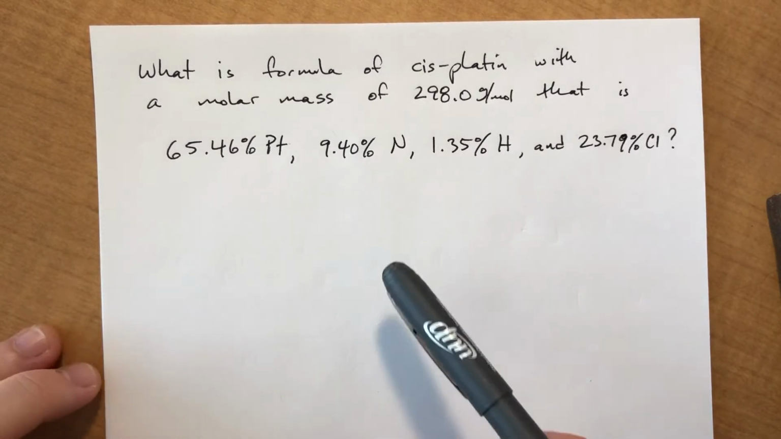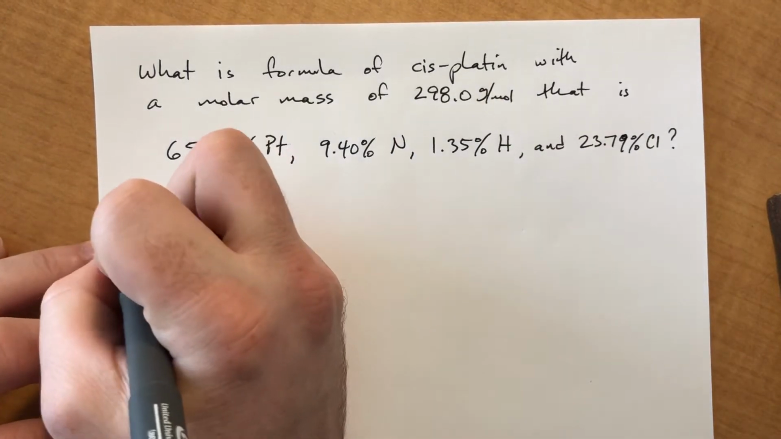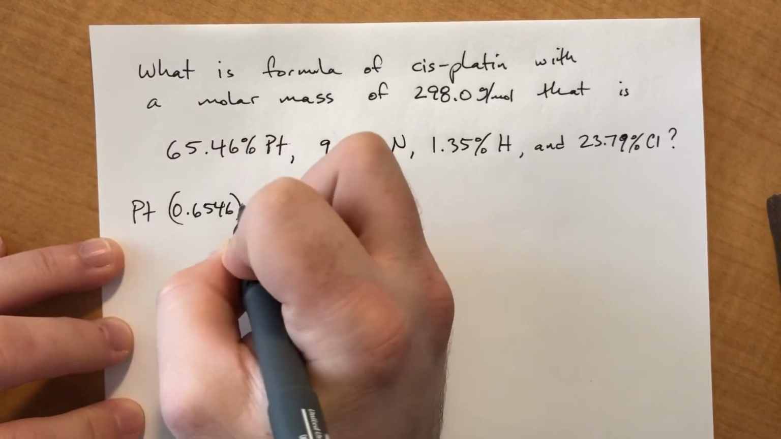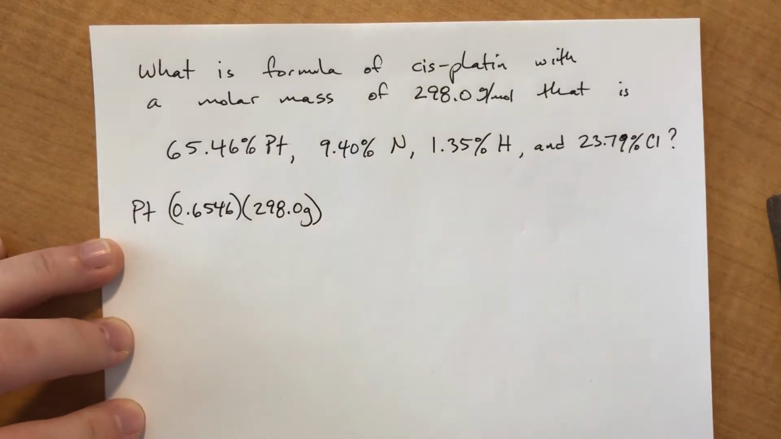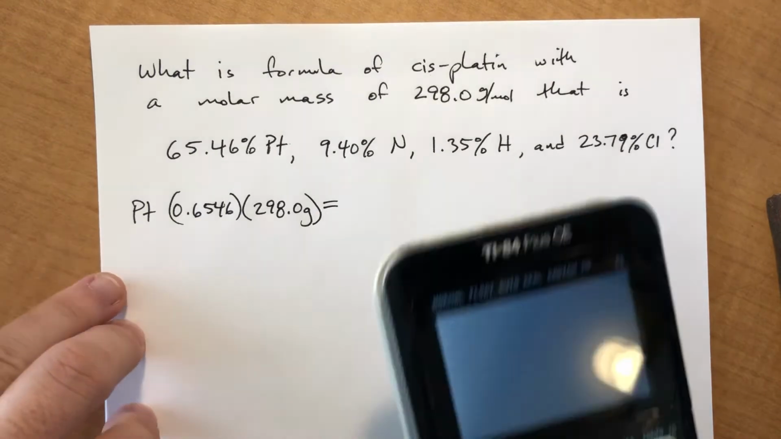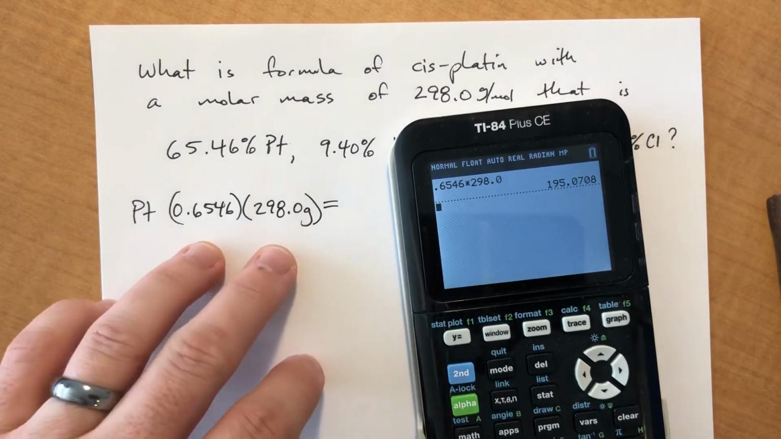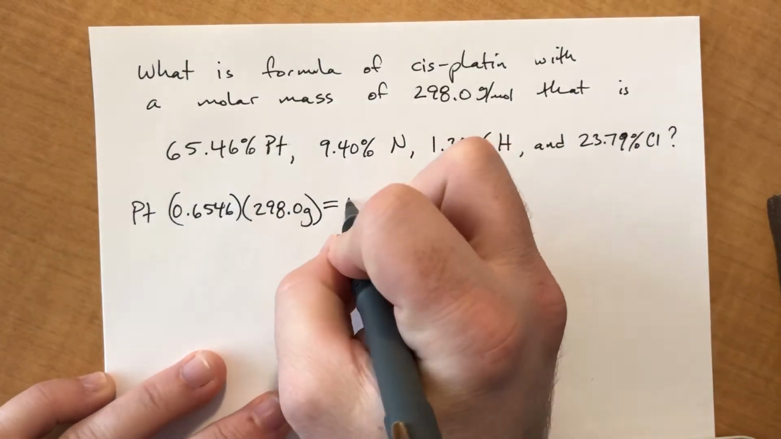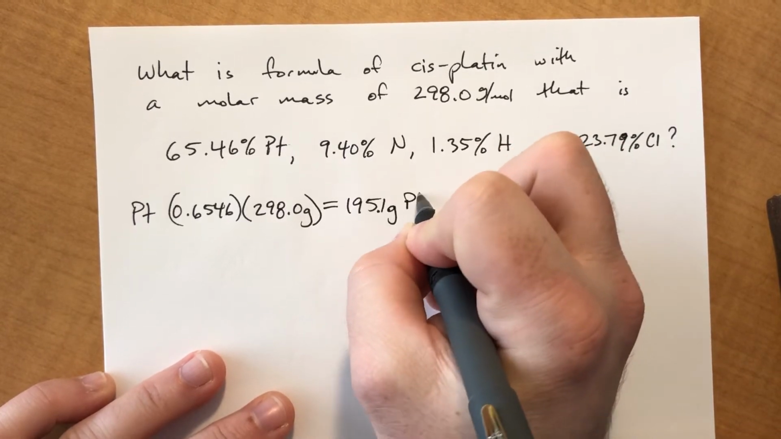So the first step is to take these percentages and apply them to this amount of grams. So for platinum, we're going to do 0.6546 times 298.0. Okay, and the answer comes out to something, hopefully. I got 4 sig figs, 195.1 grams of platinum.